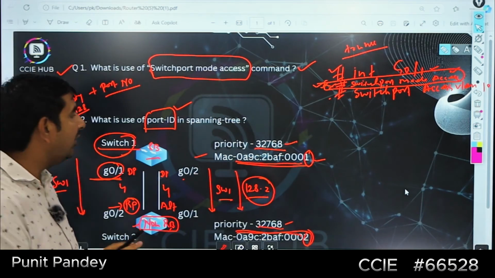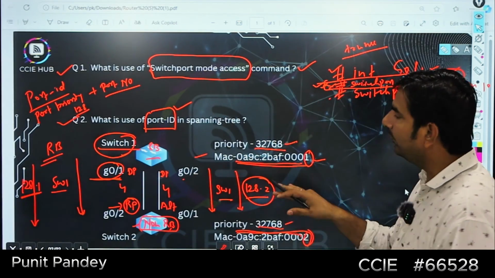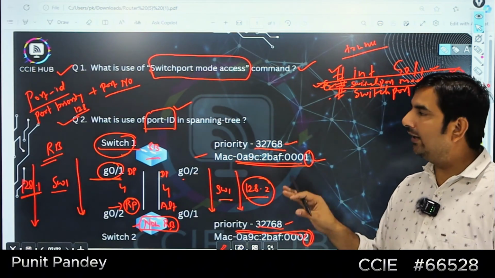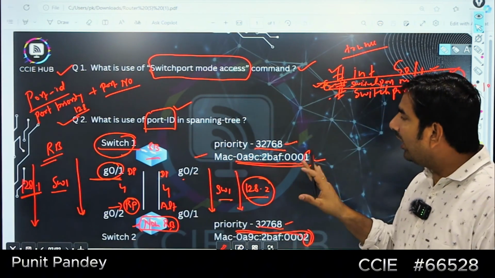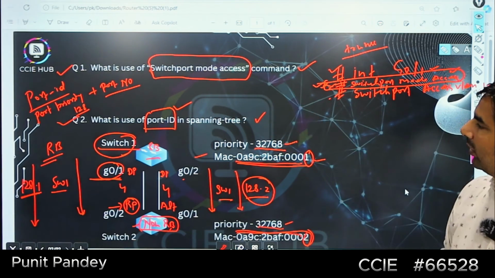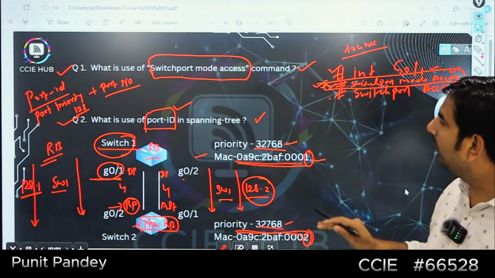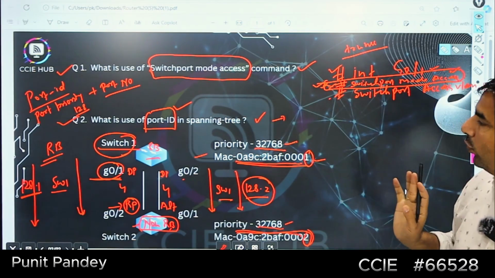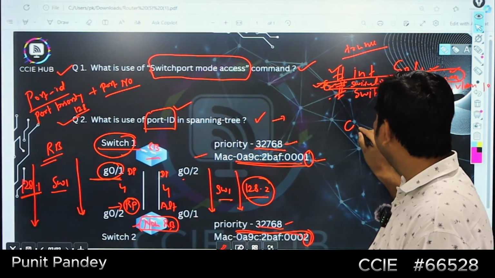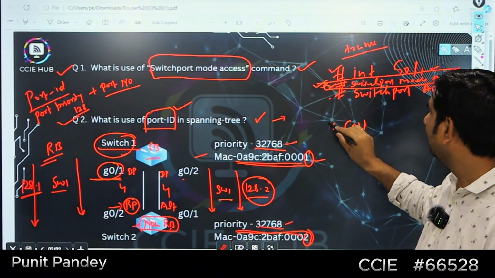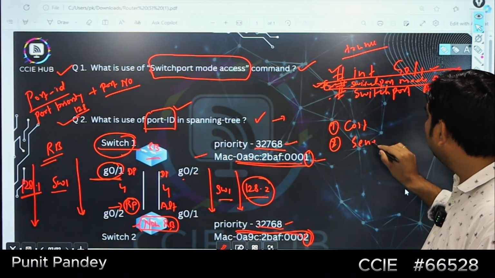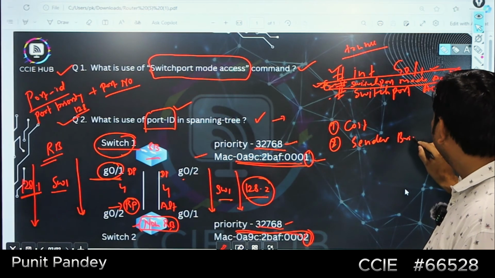So in an interview, they're not going to ask you what is the root bridge election process, what is the cost, what is the role of the cost. Simple, they can ask you a single question and judge whether you have an idea about spanning tree or not. So it's a simple question: what is the use of the port ID? In spanning tree, the port ID is used to elect the root port. In the root port election process, first priority is to check the cost. If the cost is a tie, or the cost is equal, then the sender bridge ID will work as a tiebreaker.